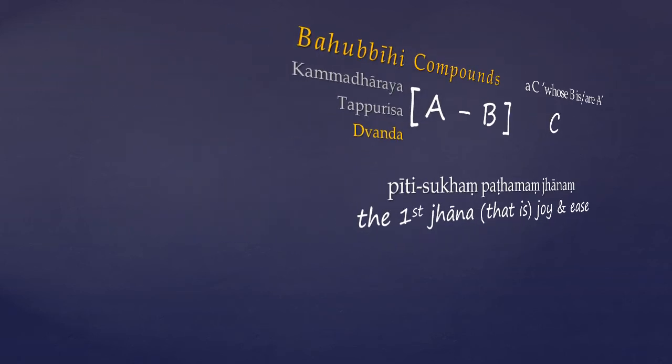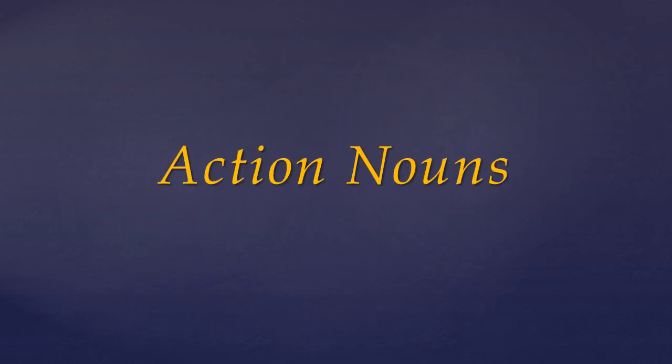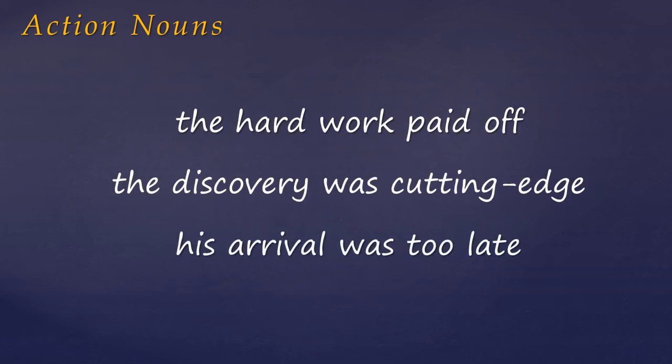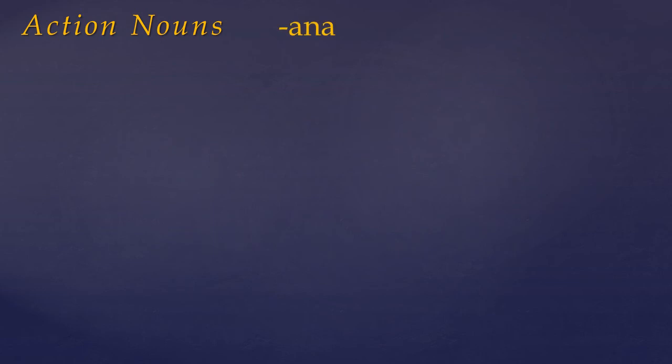Now, finally, we come to action nouns, not to be confused with agent nouns. An action noun is a word having a verbal root that refers to an event or action itself rather than participation in that event, and so is an abstract noun without referring to an agent, such as "hard work" in "the hard work paid off," or "discovery" in "the discovery was cutting edge," and "arrival" in "his arrival was too late." In Pali there are several ways to form them, but here Warder only mentions the -ana suffix.